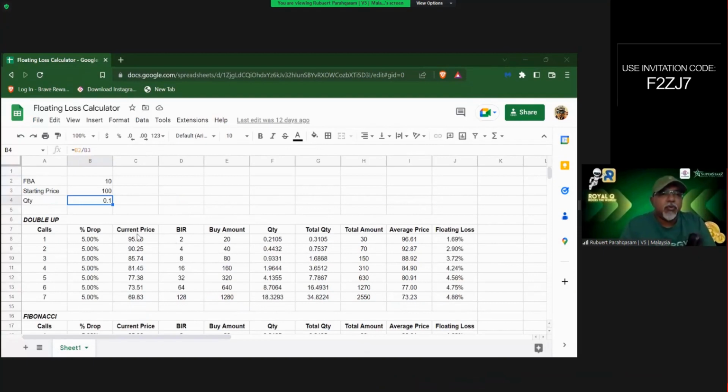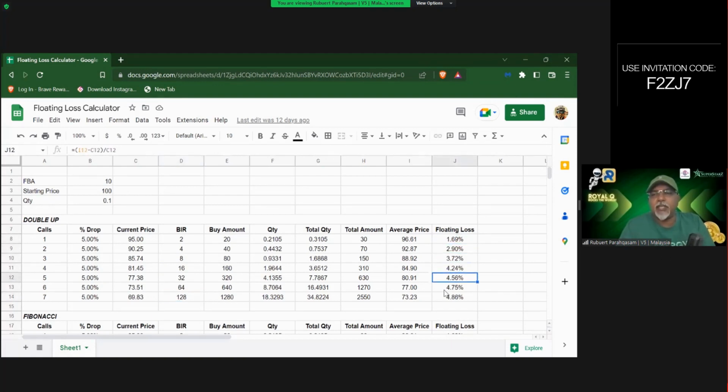Okay, I hope the screen is loading up. Great. So over here, I'm just doing a simple calculation. Every time the market drops by 5%, I'm buying. This is double up. So if it drops by 5%, 100 drops to $95. My buying ratio is 2. Then from 95, it drops another 5%. I'll buy 4 times, 8 times, 16 times, 32 times, 64 times, 128 times. Can you guys see that? Okay. And on this side, it shows the floating loss. Each time I buy, how much is my floating loss?